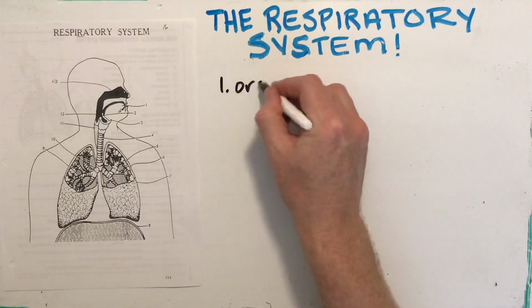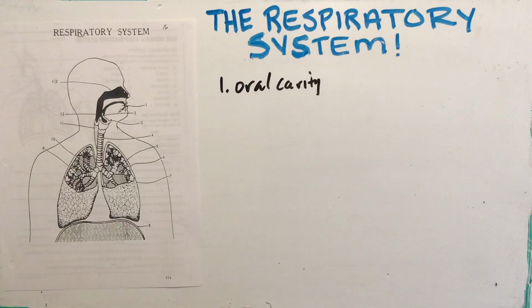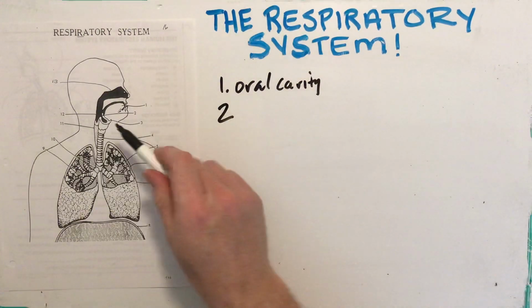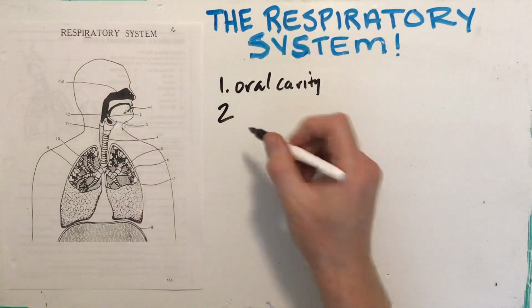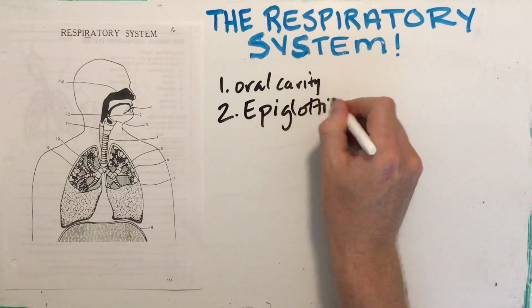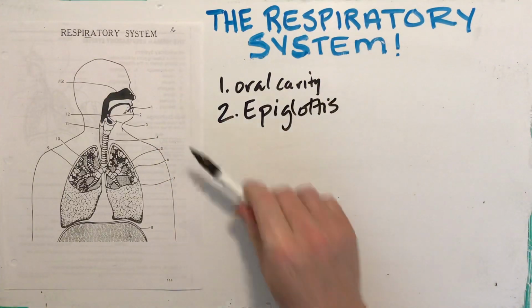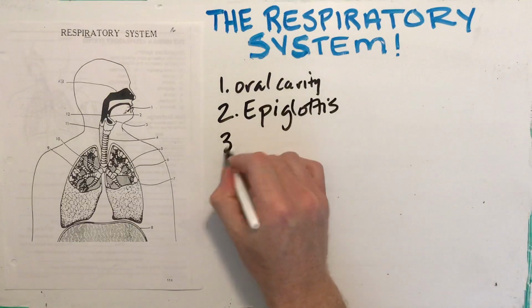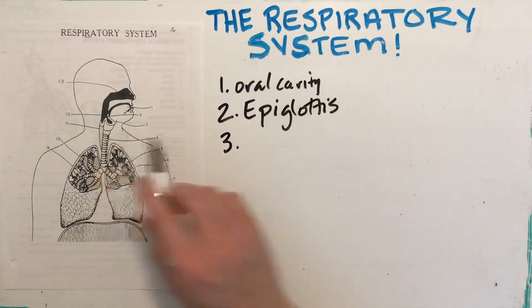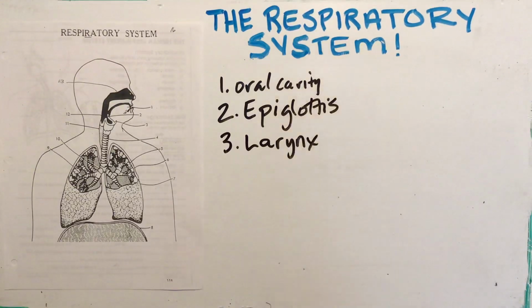So number 1 is the oral cavity, right, or mouth. Now, number 2 is pointing at this little flap right here. That little flap folds over your trachea and keeps you from choking. That's the epiglottis. You can write on this, if you're lucky enough to print this off, you can write right on it. Number 3 is the top part of the trachea, the larynx, or voice box.